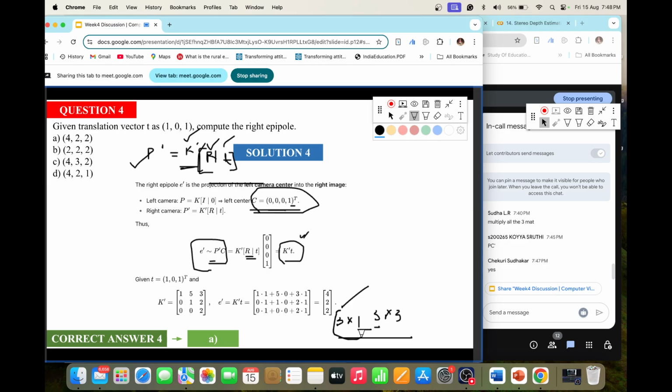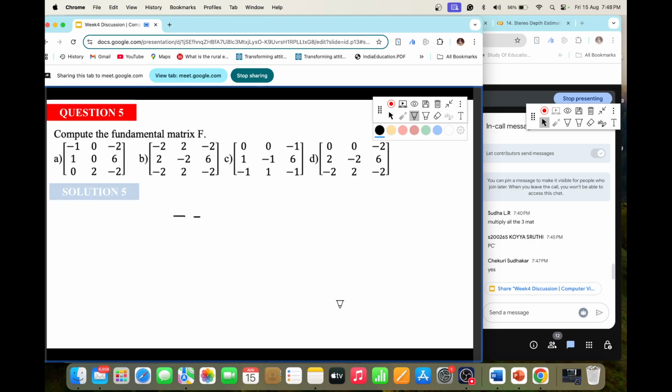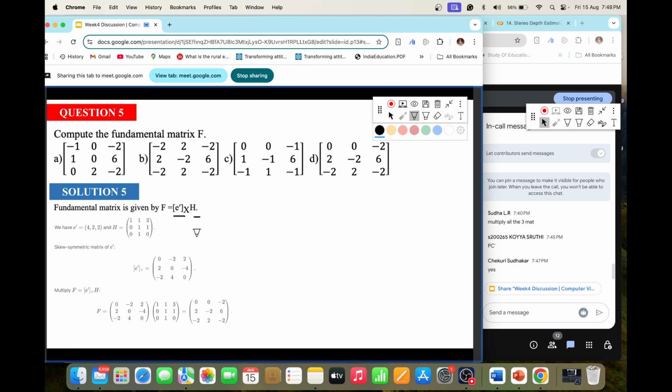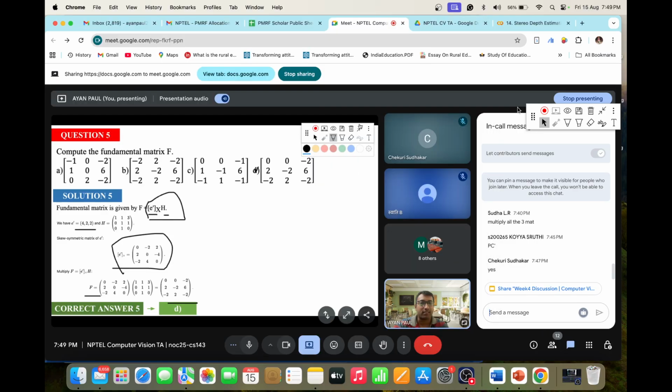That is why we have to convert this 3 cross 1 matrix into a 3 cross 3 matrix, that is E dash X. So just convert it into a skew symmetric matrix first. Once we convert it, just multiply it by H and we will get the fundamental matrix. So the right answer is 0, 0, minus 2. Option D is your right answer.